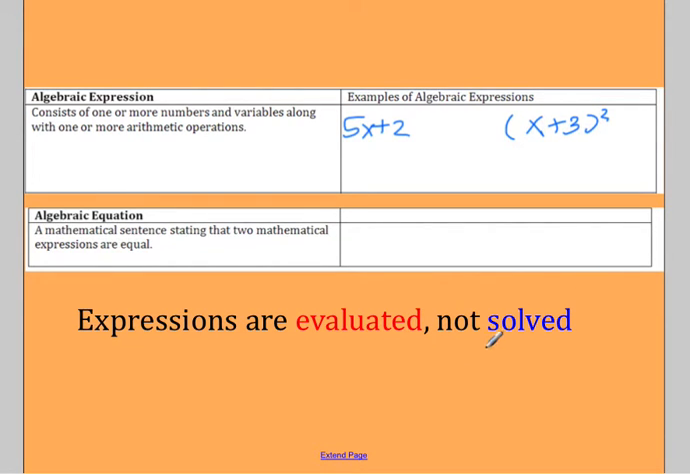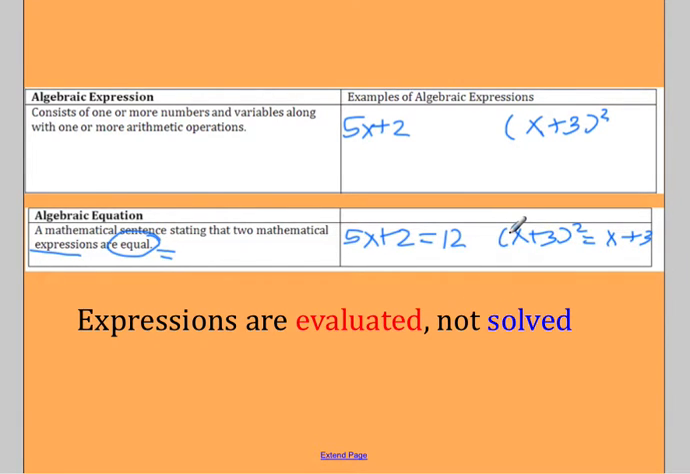Those are expressions. To become an equation, you need to have an equal sign. An equation is a mathematical sentence stating that two mathematical expressions are equal. So for instance, I'm going to take this expression, 5x plus 2, and set it equal to another expression, 12. Now it is an equation. If I take this expression equals x plus 3, again, that's going to be another equation.